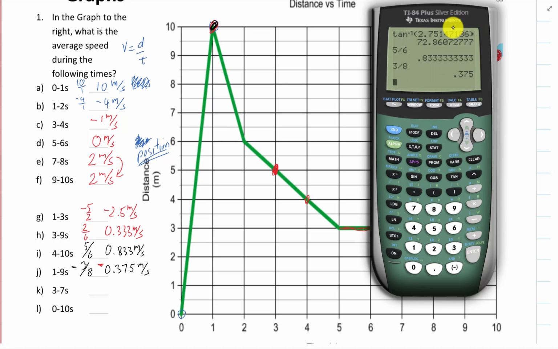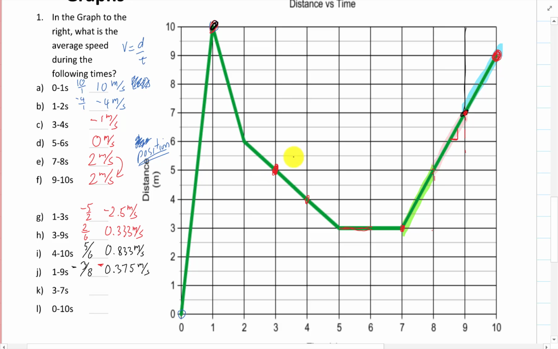Okay. And 3 to 7. Going from 3 to 7, you're going down 2 over 4. So it'll be negative 0.5. And 0 to 10. From there to there, you're going up 9 over 10. So that's going to be 0.9 meters per second.